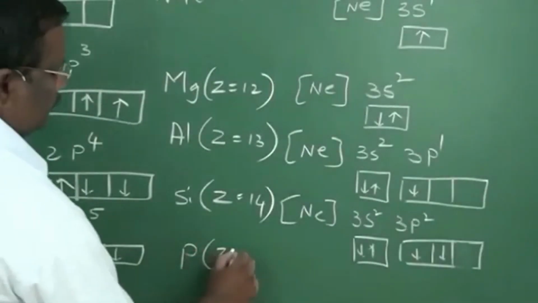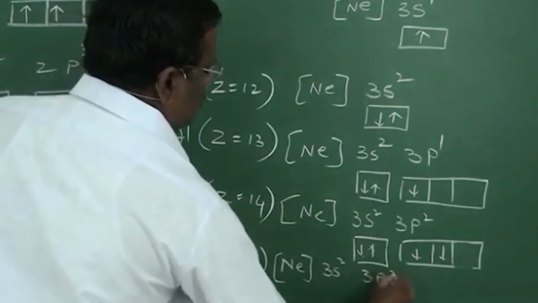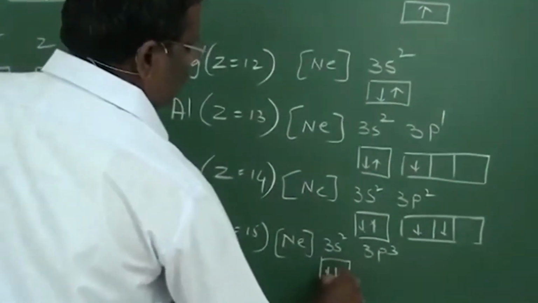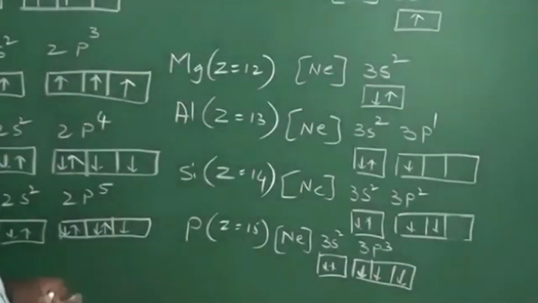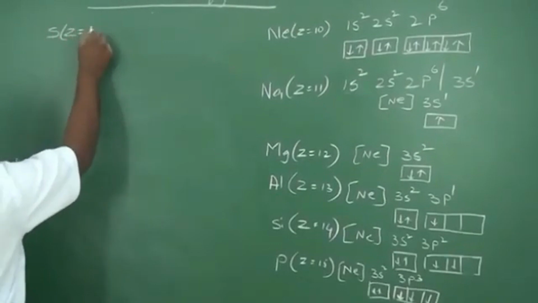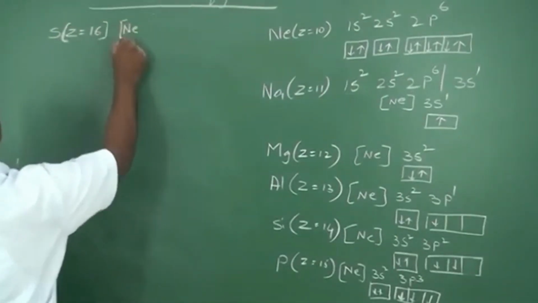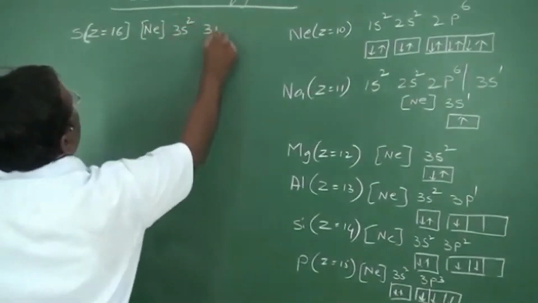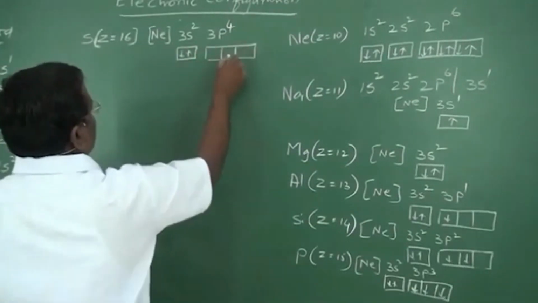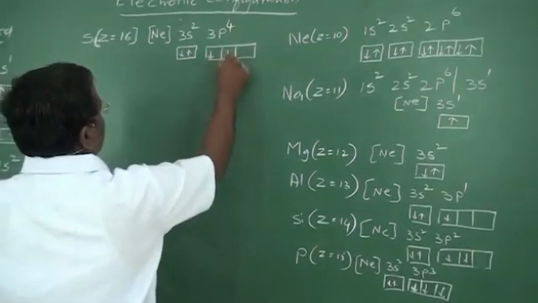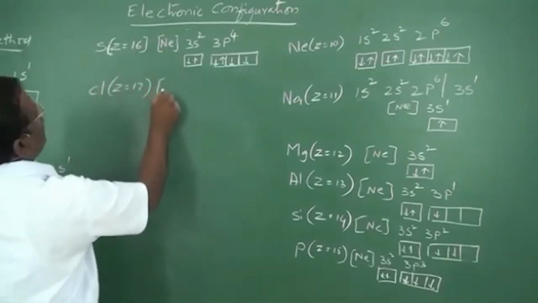Then phosphorus. 3s2, 3p3. In S sublevel we have 2 electrons, and in P we have 3 electrons. Then sulfur. Atomic number is 16. So the first 10 electrons are just like neon. Then the rest of the electrons are 3s2, 3p4. Then chlorine. First 10 electrons are just like neon.